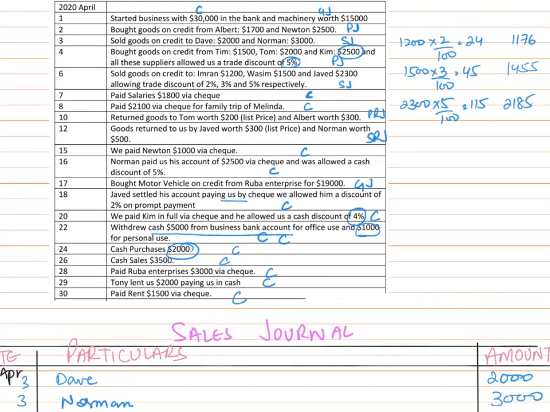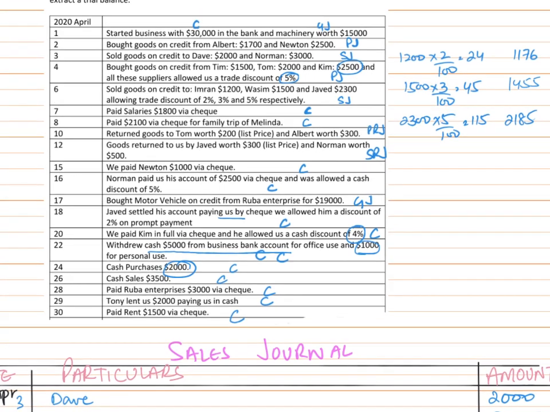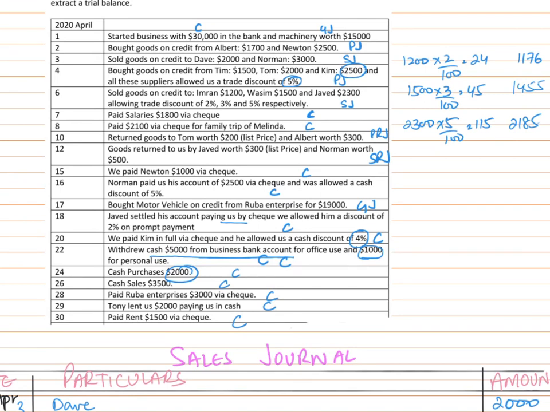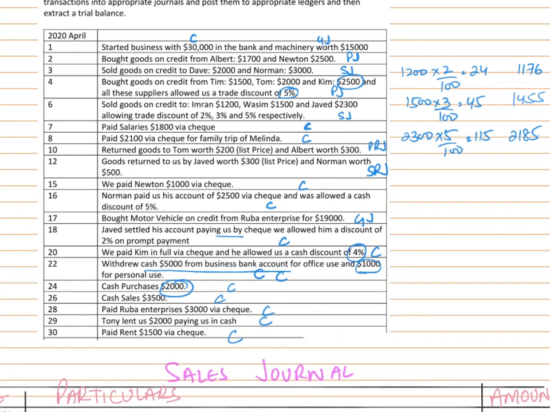After the 6th, if you see the transaction on the 10th, it says PRJ, so that would be recorded in the purchase journal. We returned goods to Tom worth 200 and Albert worth 300. So we return goods to Tom, but Tom offered a trade discount of 5%. If we are returning goods to Tom, obviously we'll have to remove the discount amount as well, because Tom offered a discount on the list price. So he offered us goods at 5% less than the list price, and obviously we'll also have to deduct the amount of discount when we are returning goods.